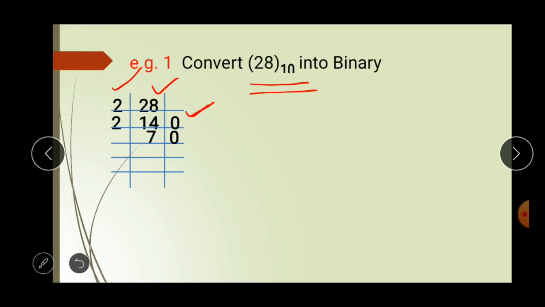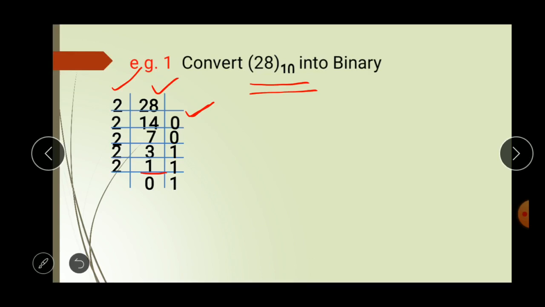Divide 7 again by 2. So 2 threes are 6, and this time we will have the remainder 1. Again divide 3 by 2. So 2 ones are 2, and this time we will have the remainder 1. Now because this 1 cannot be divided by 2, deliberately we will divide it by 2 with the help of a 0, like this. So 2 zeros are 0, and this time again we will have the remainder 1.